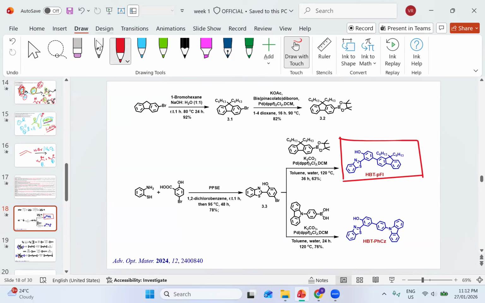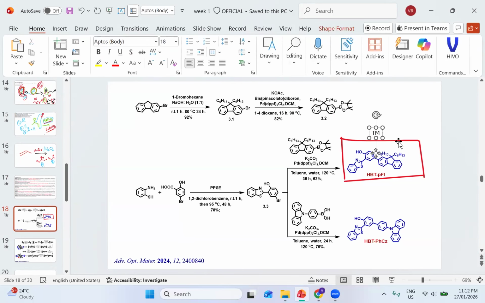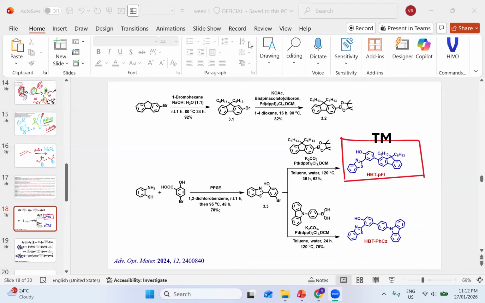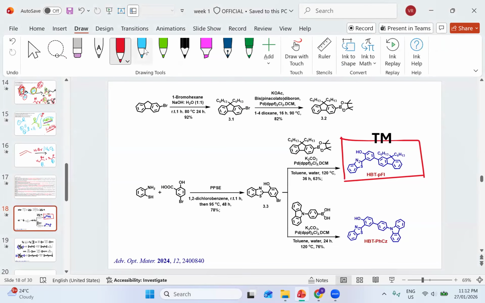So this is my target molecule, and how we can synthesize this target molecule. The approach that I have used here is, to synthesize this target molecule, we'll break down this molecule into the different parts.